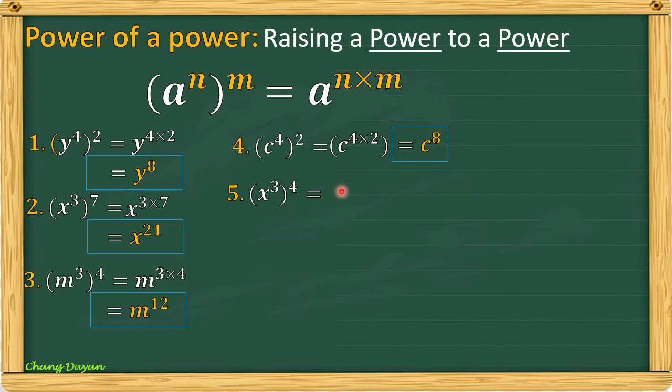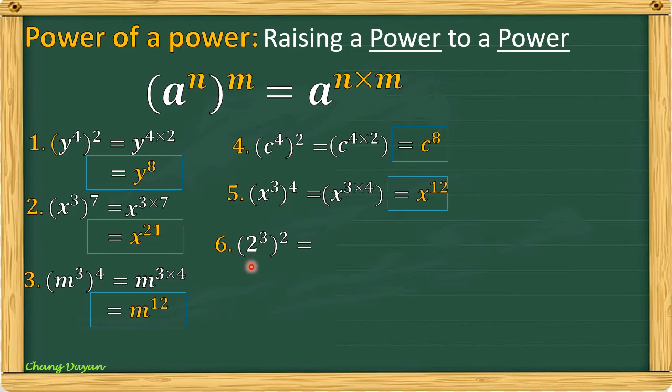Number 5. X cube, open and close parenthesis, 4. So, you'll have here, x raised to 3 times, exponent na nasa labas ng parenthesis will have 4. Therefore, we'll have here, 3 times 4 is 12. Our answer here is x raised to the 12th power.